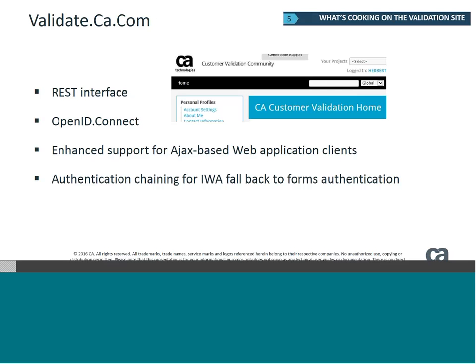And then finally, around the area of authentication, one of the key items that's been voted on in the community is IWA fallback to forms authentication. So what we've done is we've developed a more generic approach to enabling the chaining of authentication methods, and the first implementation of that base design is IWA fallback to forms. And so you can see the development of these items, and a few more that aren't mentioned here, on the website at validate.ca.com.